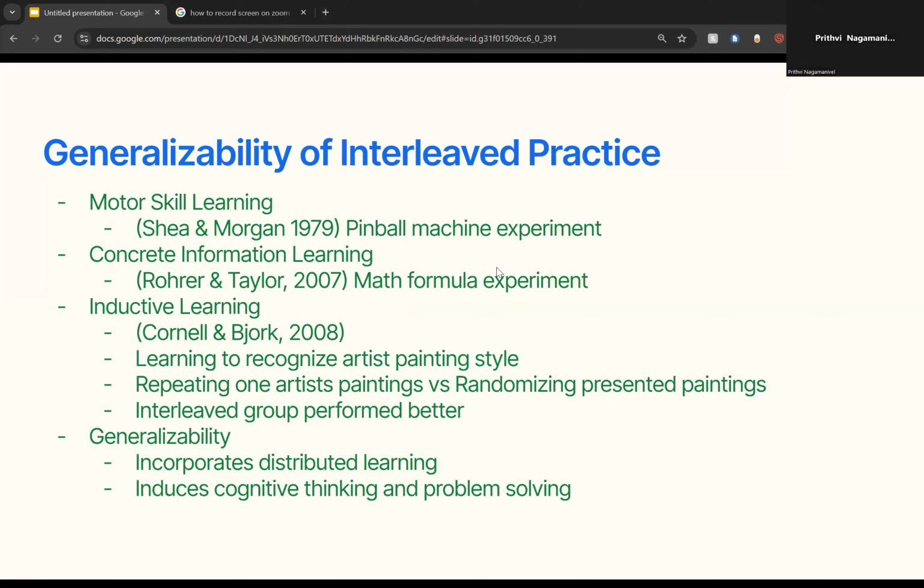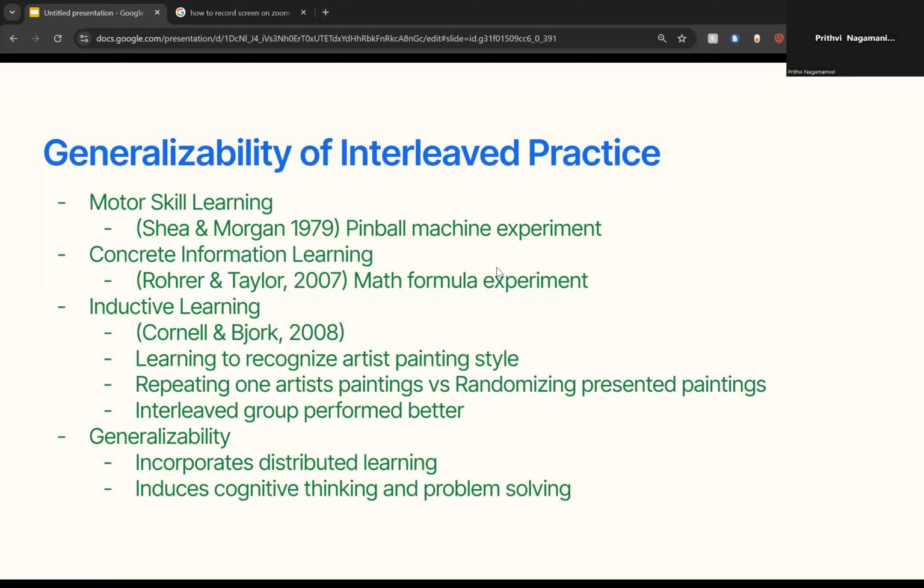As I just discussed, the 2 experiments of the pinball machine and the math formulas involve concepts of motor skill learning and concrete information learning. Another type of learning is inductive learning. In an experiment conducted by Kornell and Bjork in 2008, participants were told to recognize artists' painting styles by being shown their different paintings.